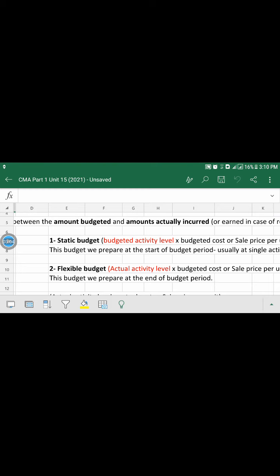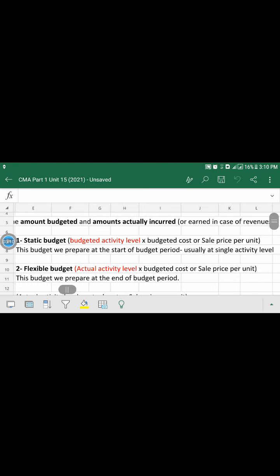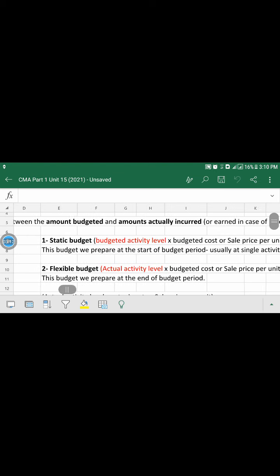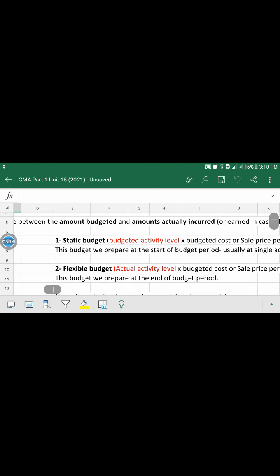This budget we prepare at the starting of the period, at a single level of activity. Single level activity means the budget is prepared for a particular level of the product. That is why it is called the single level.